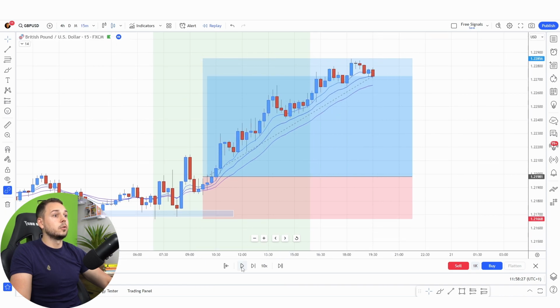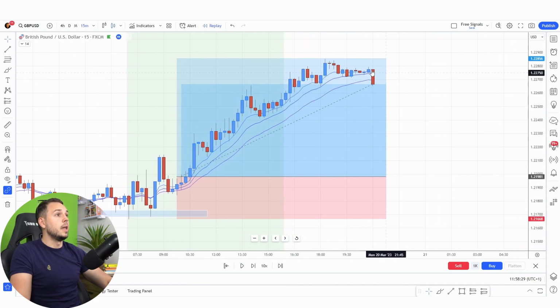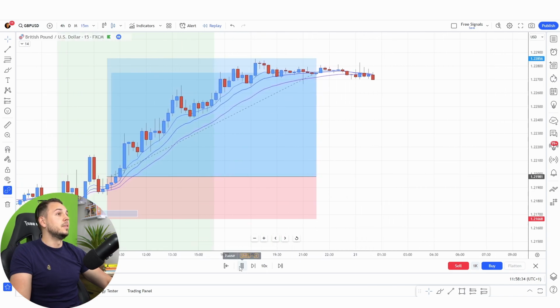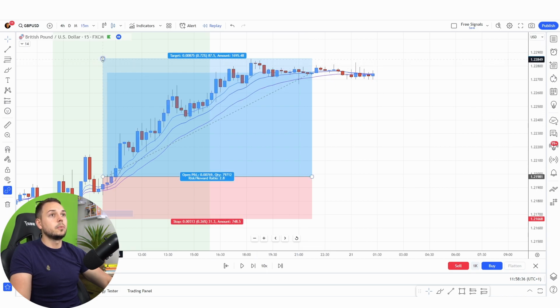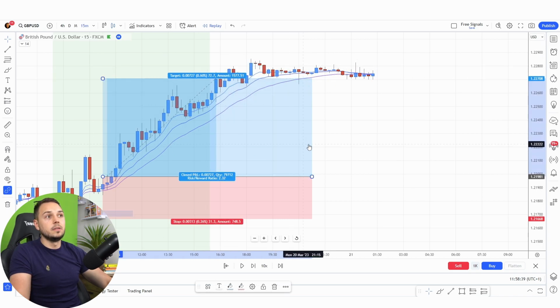And it's attempting to cross. Let's see if it does. And it crosses just around here, or actually not. Let's see where it does it. Yeah, it actually crosses. So around 87 pips to 72 pips.